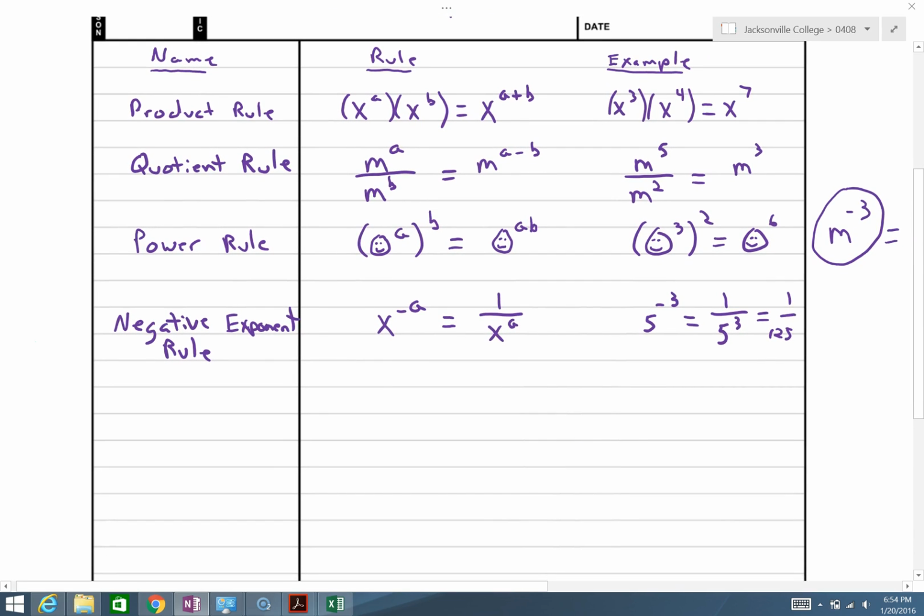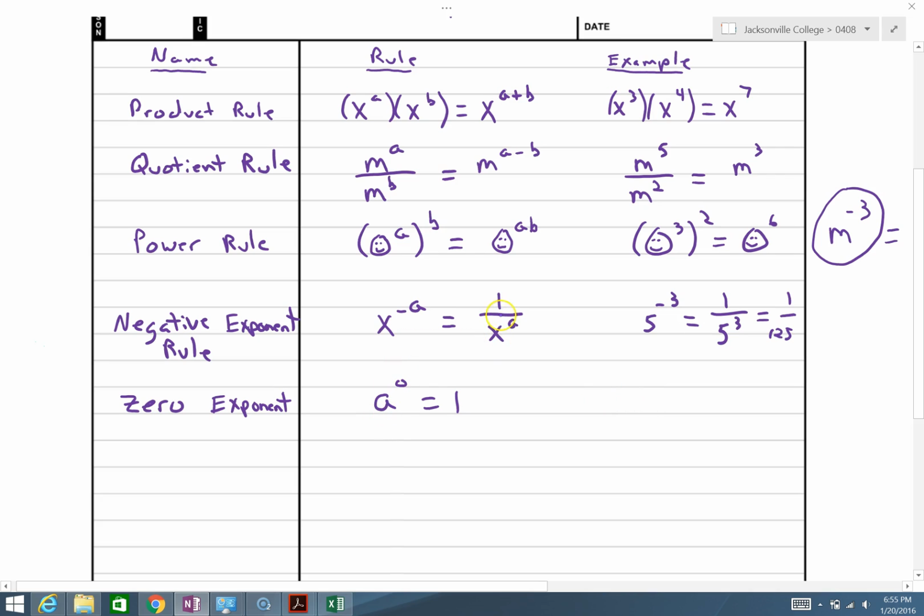All right. Lastly, the zero exponent. This rule says anything to the power of 0 is equal to 1. Any number at all, as long as it's not 0.